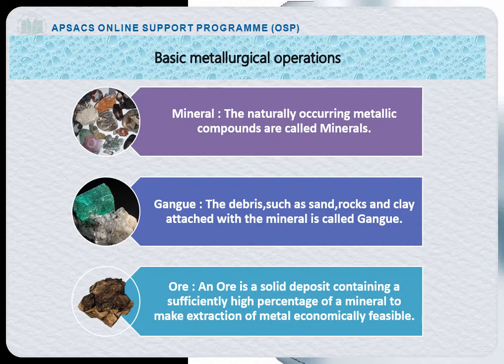Mineral. So what is mineral? The naturally occurring metallic compounds are called minerals. Gangue. The debris such as sand, rocks and clay attached with the mineral is called gangue, or we can also say impurities attached to the mineral. Ore. An ore is a solid deposit containing a sufficiently high percentage of a mineral to make extraction of metal economically feasible.